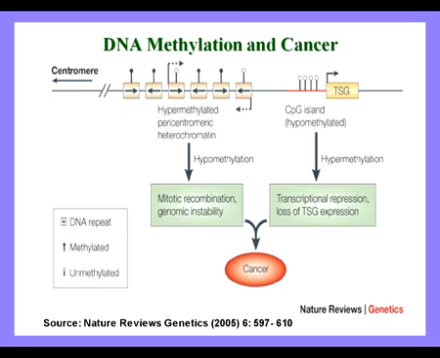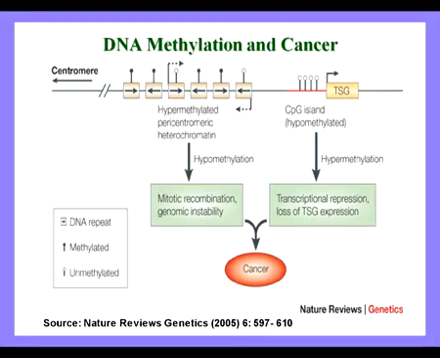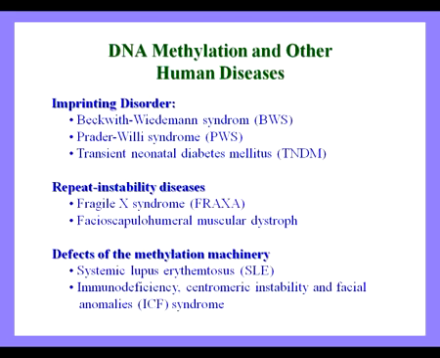One more thing you would like to understand is that these repetitive sequences are located near the centromere. So they are usually called pericentromeric heterochromatin. Some of the human diseases which have been associated with DNA methylation are imprinting disorders, repeat instability diseases, and defects of the methylation machinery, leading to complete shutdown of the metabolic pathway, leading to various abnormalities.